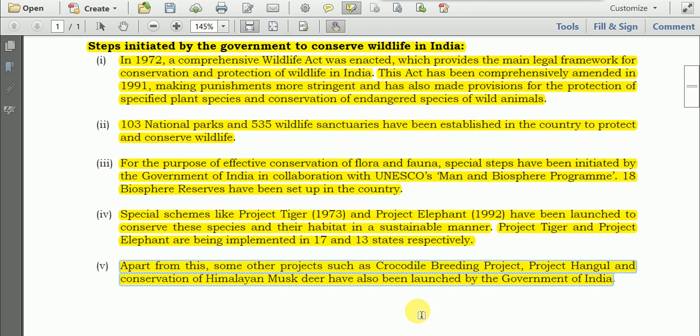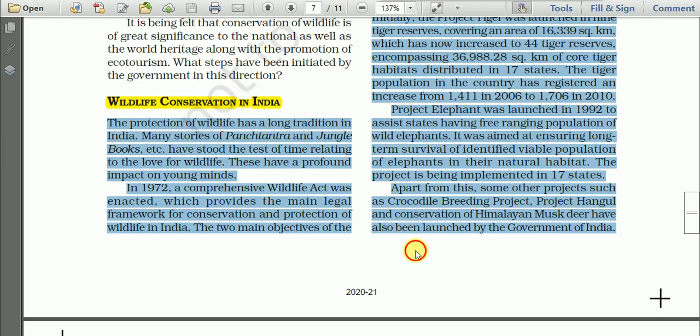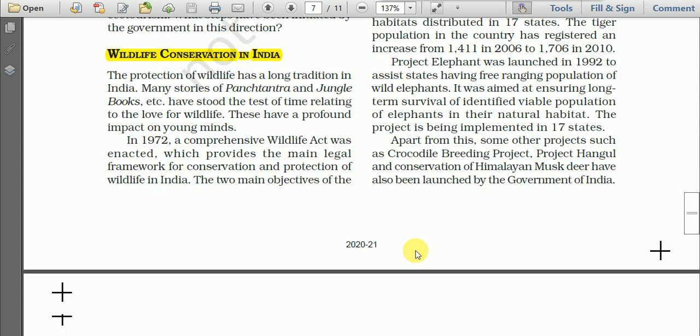So these are the 5 steps taken by the government to conserve wildlife in India. Are you clear? Any question?